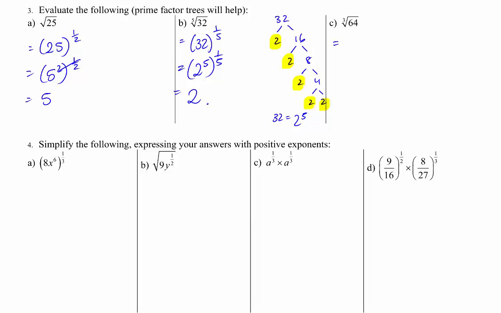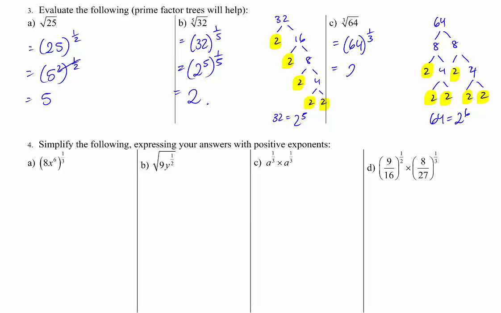So the next one, cubed root of 64, so I'm going to write it as 64 to the third. Prime factor tree, 64. I'm going to go 8 eights, 64, because that's the first thing that comes to my head. Then 2, 4, 2, 4, and then each of these are 2 and 2. So I have 1, 2, 3, 4, 5, 6. So 64 is the same as 2 to the power of 6. So 2 to the power of 6, or to the power of a third. 6 times a third is 2. So my answer is 4.